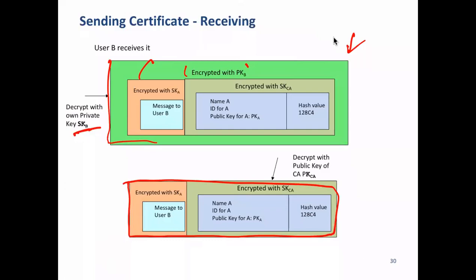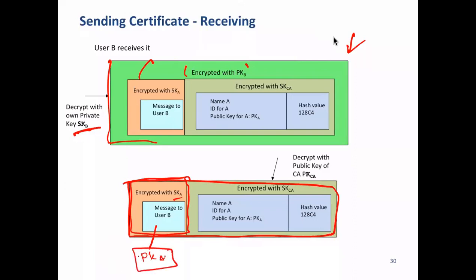Next step is that in order to read this message, all he wants is to read this message, and this is encrypted with the private key of Alice. So he wants to know the public key of Alice. Okay, so PK of Alice he wants to know.